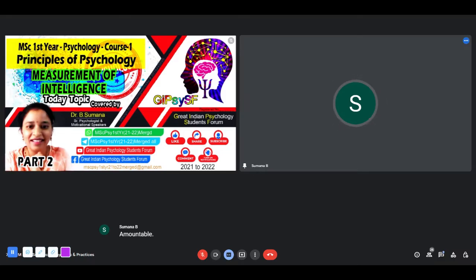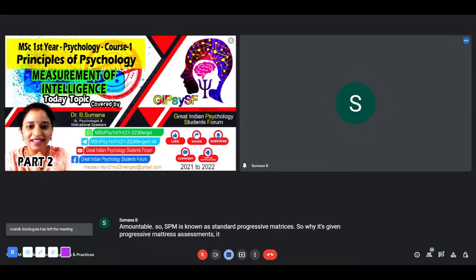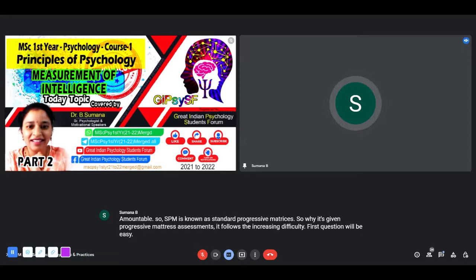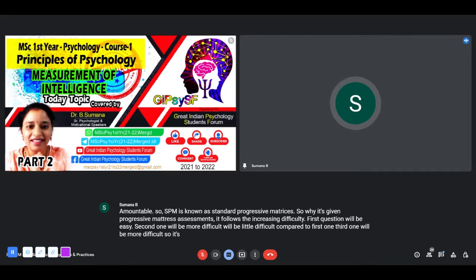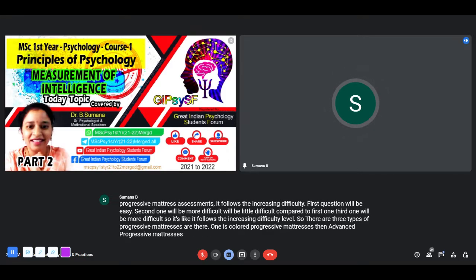So, SPM is known as Standard Progressive Matrices. It's called progressive matrices because it follows increasing difficulty. The first question will be easy, the second will be a little more difficult than the first, and the third will be more difficult still. There are three types of progressive matrices: colored progressive matrices, standard, and advanced. Colored progressive matrices can be used for children.